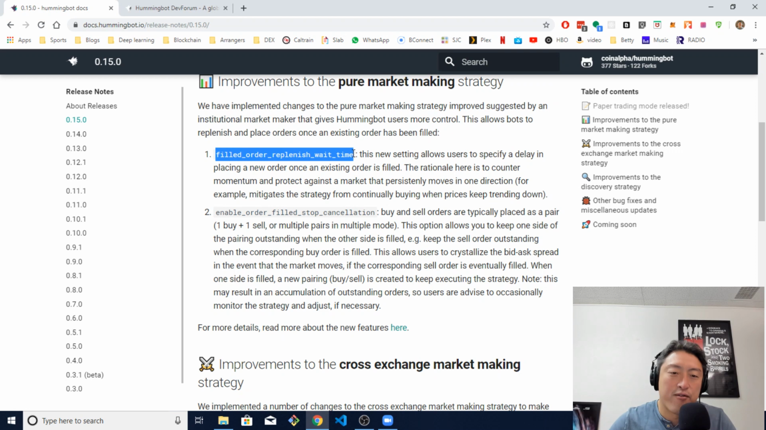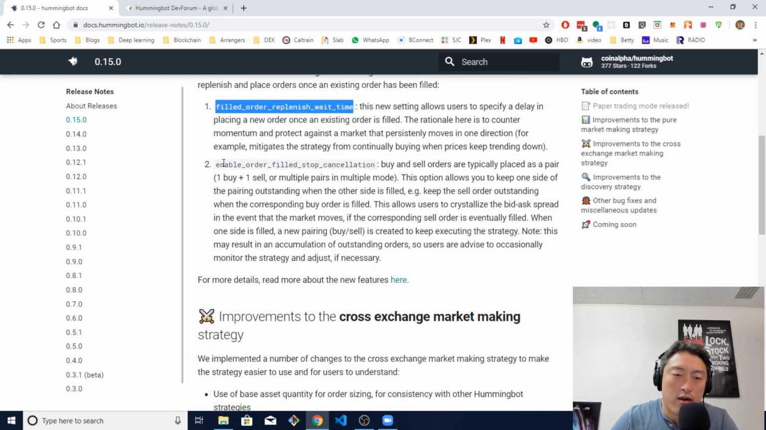You don't want to stand in front of this big wave of orders and constantly be filled, and then have your new orders also be filled by the same order. You may want to wait until the market has moved in one direction in a meaningful way before placing another set of orders.